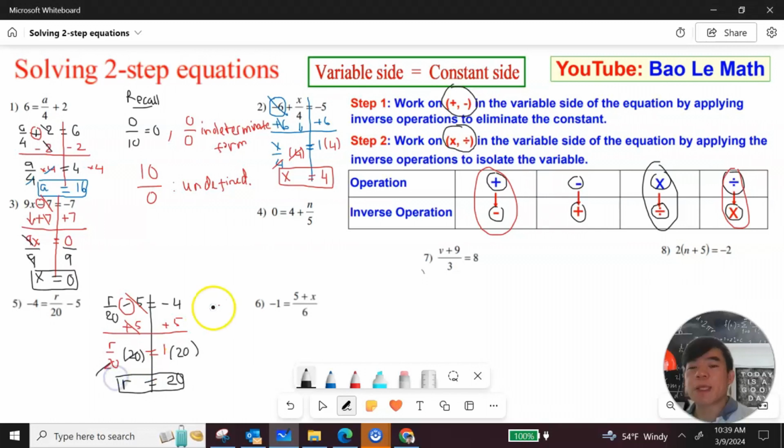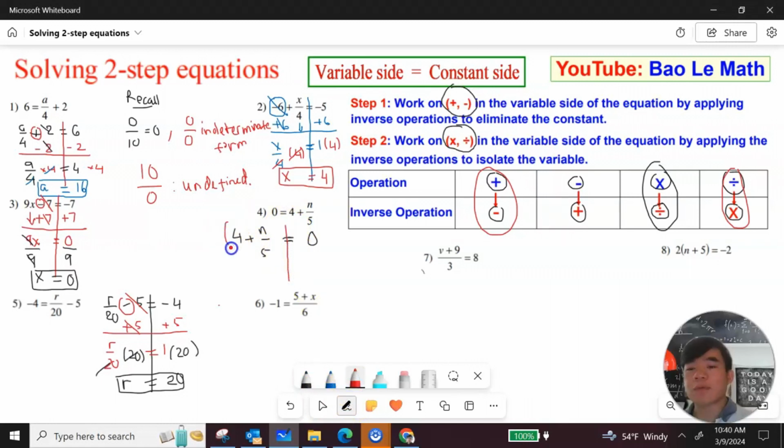Okay. Now, number 4 right here. Again, I need to write variables on one side and constants on the other side like this. So I need to split this one around. So I have 4 plus n over 5 equals 0. Now I draw a line.